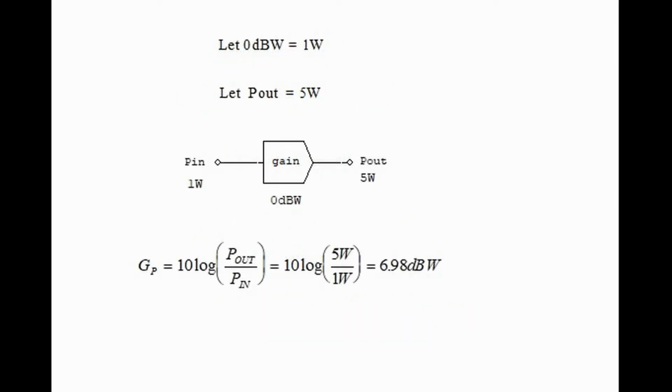In the case of more powerful amplifiers, we could say let 0 dBW equal 1 watt. Once again, let's say we measure an output of 5 watts and we want to know the gain in decibels. So again, we would say the power gain is 10 times the log of 5 watts divided by 1 watt. That equals 6.98 decibels, or 6.98 dBW.